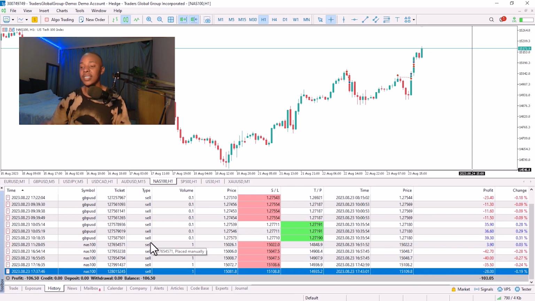I made a lot of mistakes. Technically I did follow my plan, but not fully. First mistake: I didn't take partials on NAS. I didn't close when I saw confluence against me, and I didn't take partials. So that was the first mistake that I made today.